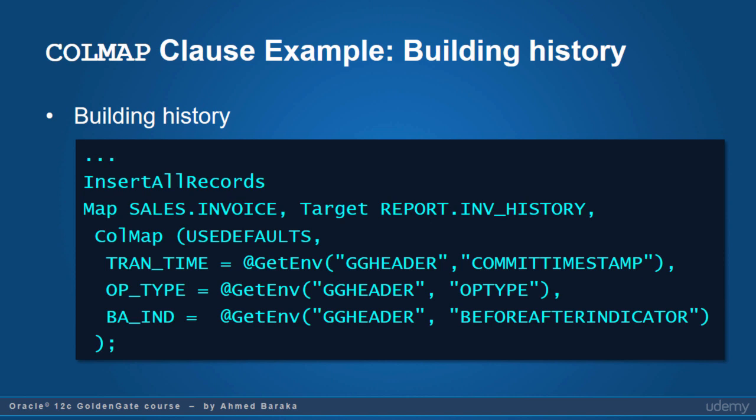In addition, it has 3 extra columns. The first column holds the transaction commit timestamp. The second column holds the transaction operation type, which means it is update, insert, or delete. The third indicator tells whether the current row is a before image or an after image. This applies to the update statements. Regarding the GETENV built-in function, we will cover it in the next lecture.